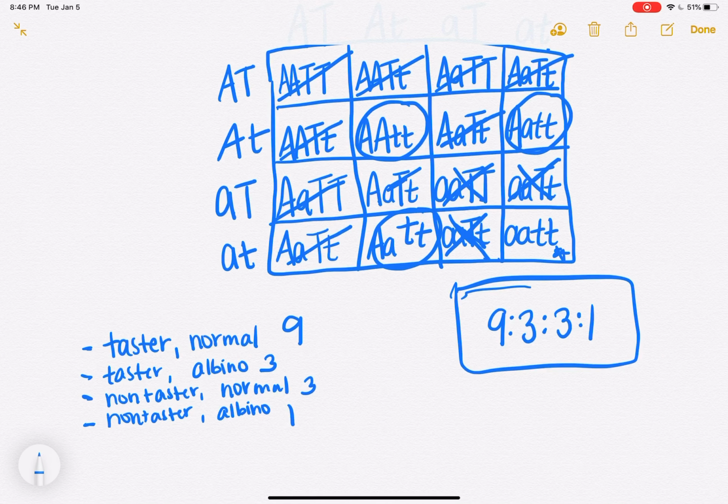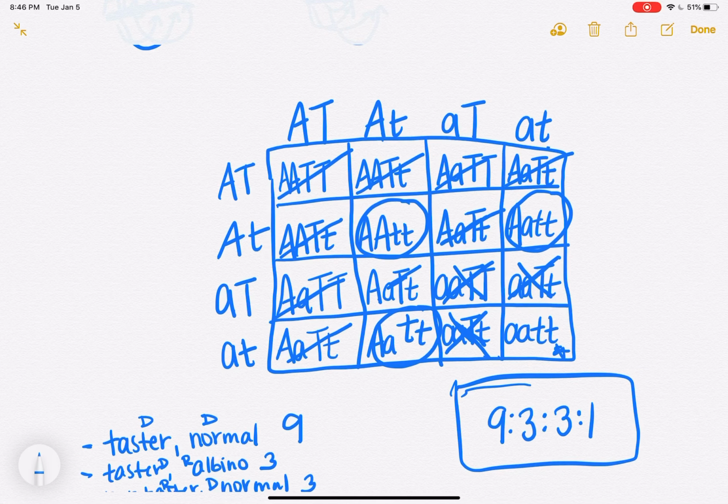Okay? The 9 is always both dominant traits. The taster and the normal were both the dominant traits. Okay? The 3s are 1 dominant and 1 recessive trait. So taster was dominant, albino was recessive. Normal was dominant, non-taster was recessive. And then the 1 is both recessive traits. Non-taster and albinism were both the recessive traits. So you get that 9 to 3 to 3 to 1 ratio. That's how that plays out every single time.